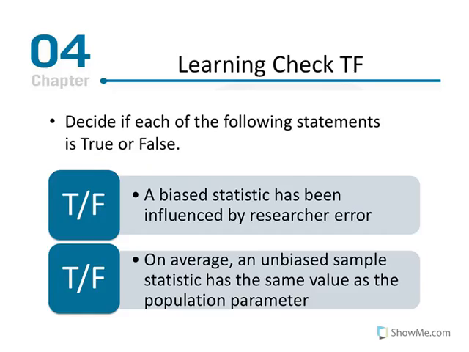And now some true or false statements. True or false, a biased statistic has been influenced by research error. And the answer is false. The bias element of a statistic is coming from the fact that it doesn't include all the scores that are reflected in a population. True or false, on average, unbiased sample statistics have the same values of population parameters. So I walked you through that slide showing that if we calculate unbiased statistics, then the sample statistic will equal the population parameter, which is our goal in inferential statistics.